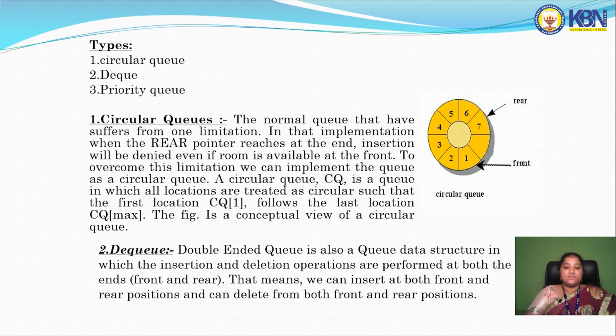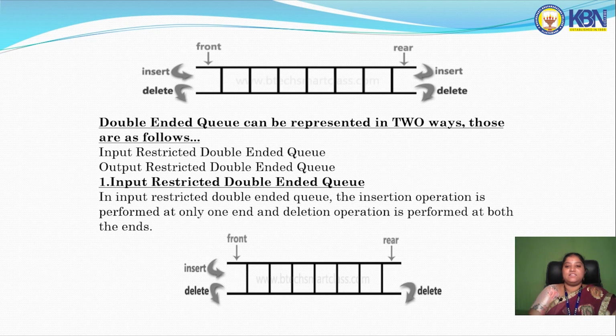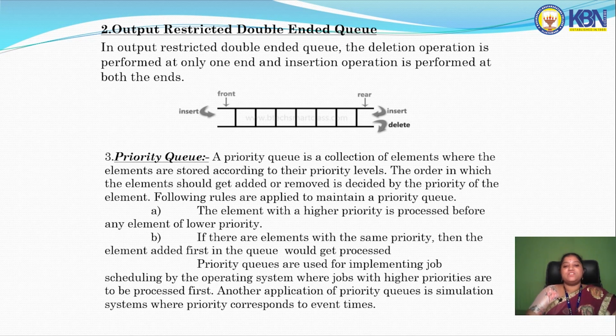In a double-ended queue, insertion and deletion operations can both be performed at both ends, that is, elements can be inserted at both front and rear positions and deleted from both front and rear positions. A double-ended queue can be represented in two ways: input restricted and output restricted. In an input restricted double-ended queue, insertion is performed at only one end and deletion is performed at both ends. In an output restricted double-ended queue, deletion is performed at only one end and insertion is performed at both ends.